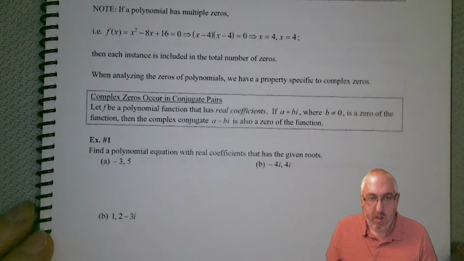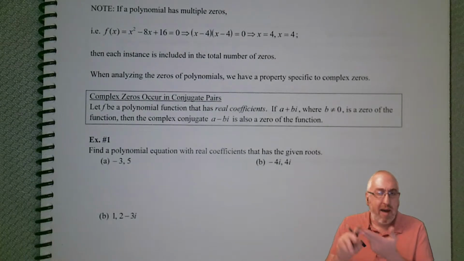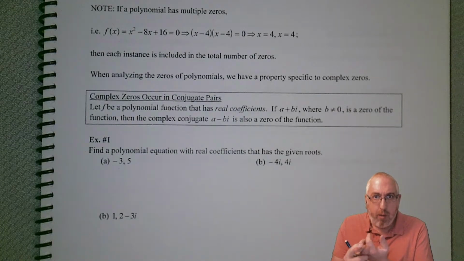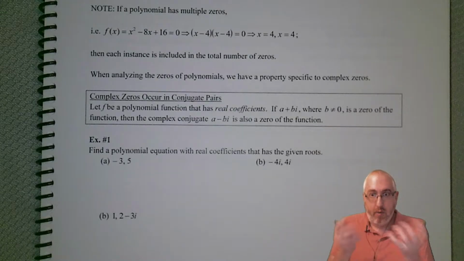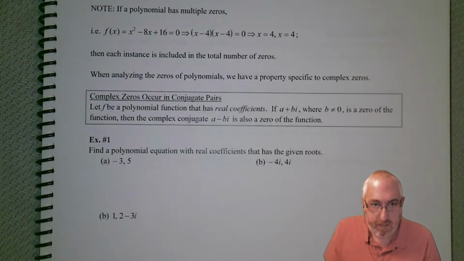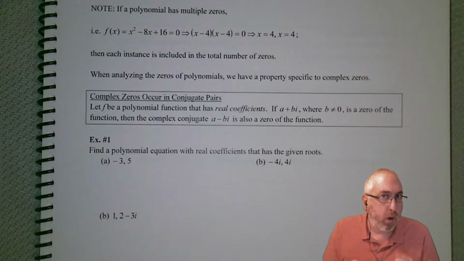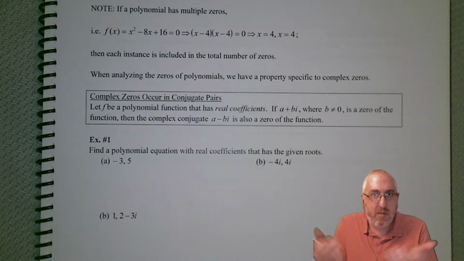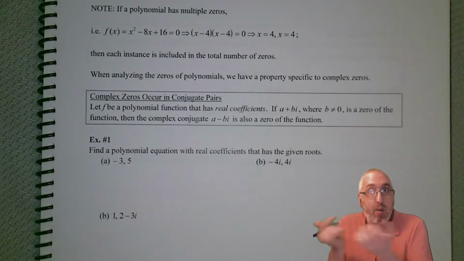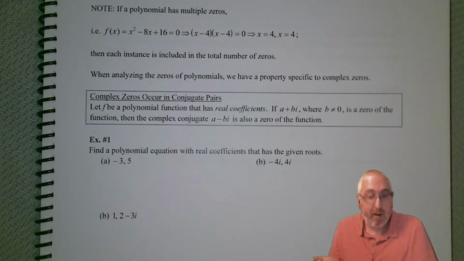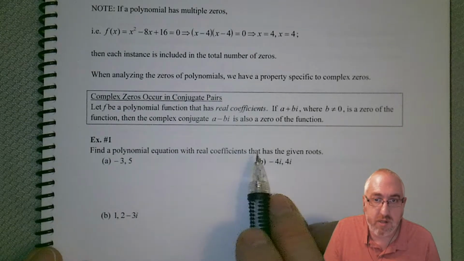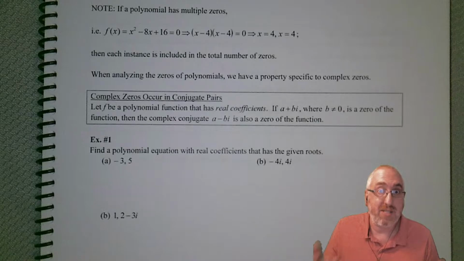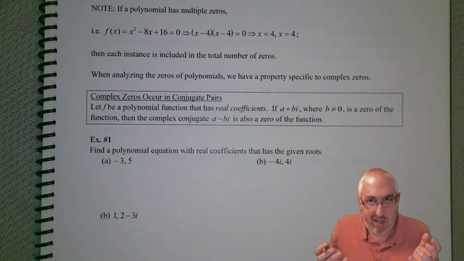So we have a sense of how many zeros a polynomial must have, and we know that complex zeros should come in conjugate pairs. So if you have one, you have the one that's associated with it. Now let's try to work backwards a little bit with these. What happens if we have zeros to start with and they want you to give the polynomial that makes that happen? This question says find a polynomial function with real coefficients that has the given roots or the given zeros. Remember, roots is just another way of saying zeros.